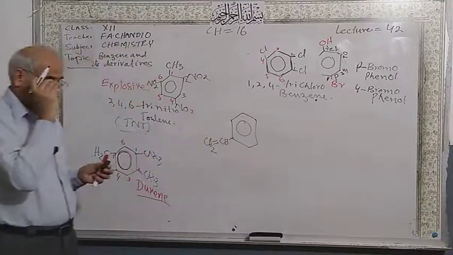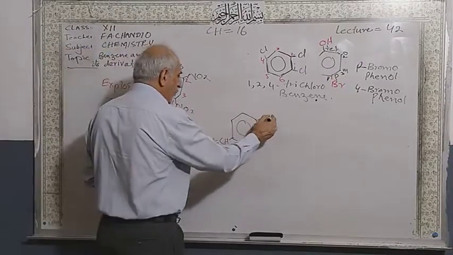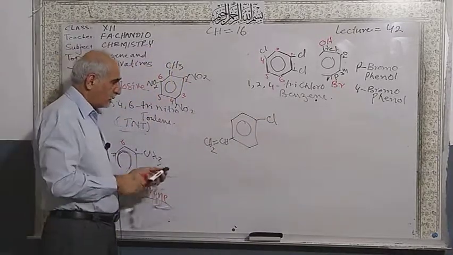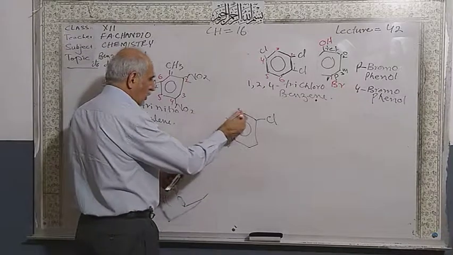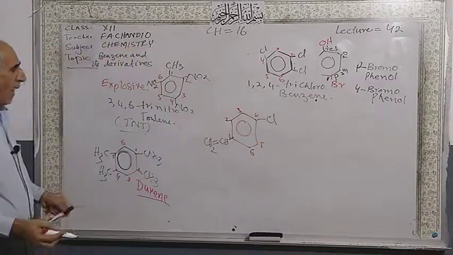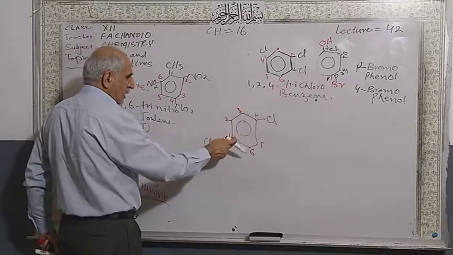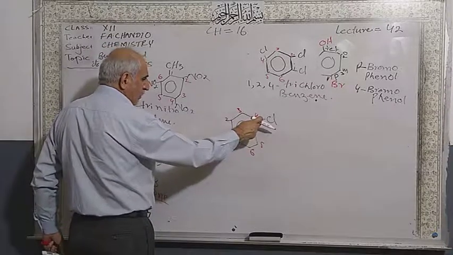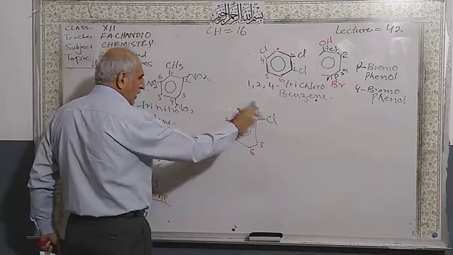This is styrene, with a double covalent bond. If I am putting chlorine here, then this is the main reference: 1, 2, 3, 4, 5, 6 like this. Or this is a reference: ortho, meta, para. Also you can go from here. This is 1, 2, 3, 4 the same. This is a reference: ortho, meta, para, the same position.